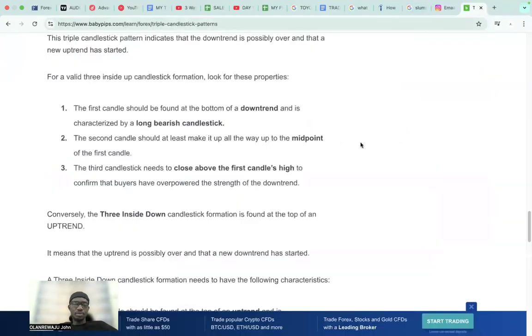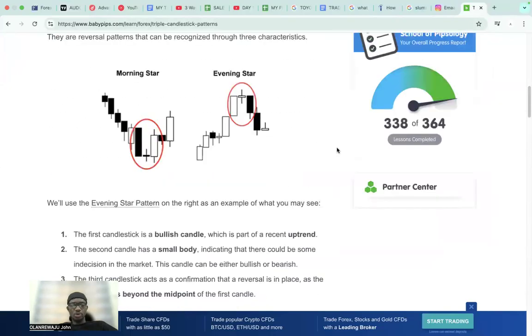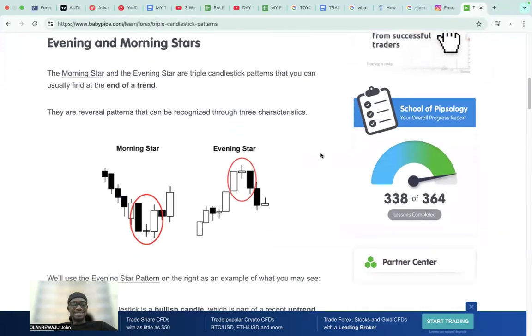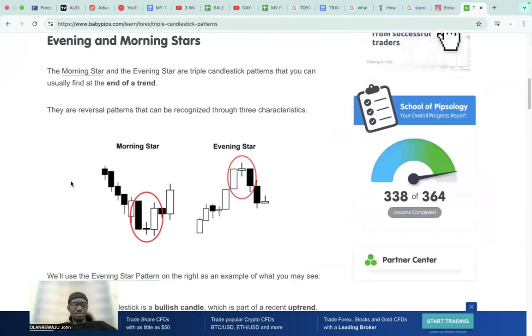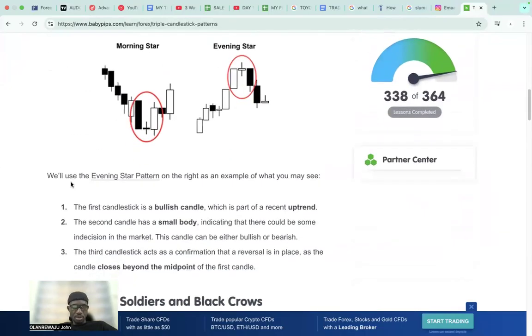And then when you come to Babypips also, you also check what the rules and regulations are. Can you see? For a bearish situation, evening star. Evening star is for a bearish signal. They say that the first candlestick must be bullish. The second one must have a small body. The third one must what? Close beyond midpoint.